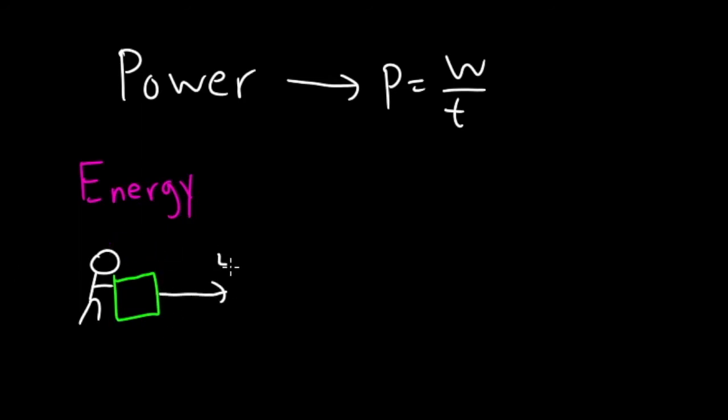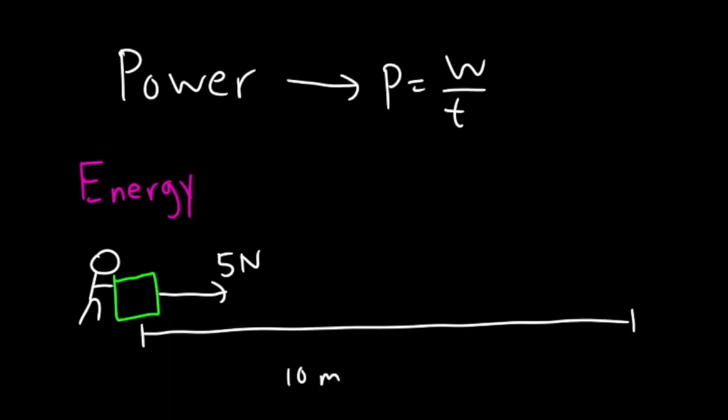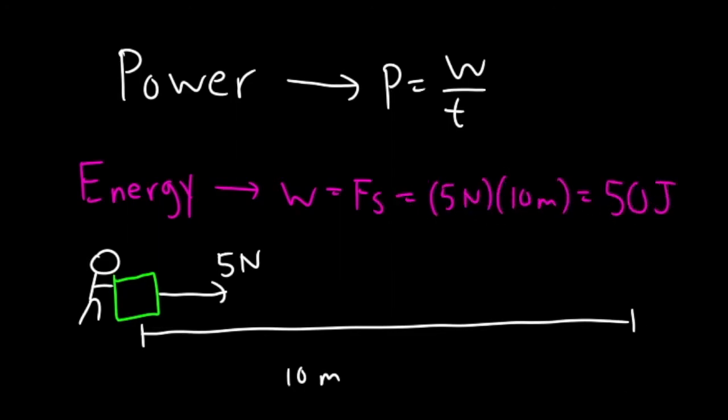So here's a quick example. If you're moving an object 10 meters with 5 newtons of force, using the formula W equals Fs, you'll be doing 5 newtons times 10 meters equals 50 joules of work. Let's say it took you 10 seconds to move that object those 10 meters. Since P equals W over t, that would be 50 joules divided by 10 seconds, or 5 watts of power.